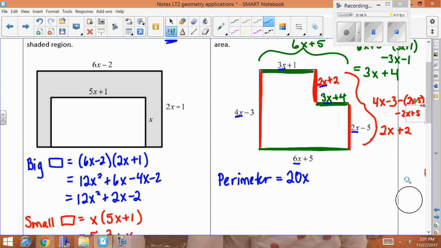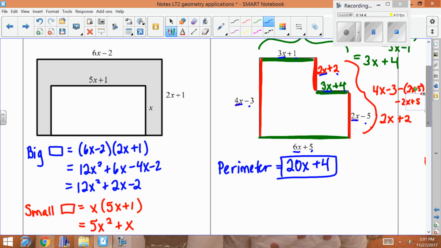And then when we look at all of our numbers, we've got a 5 plus a negative 5 plus a 4 plus a 2 plus a 1 plus a negative 3. You can use your calculator to help you also. That gives us a plus 4. We just found the perimeter. Now the area.